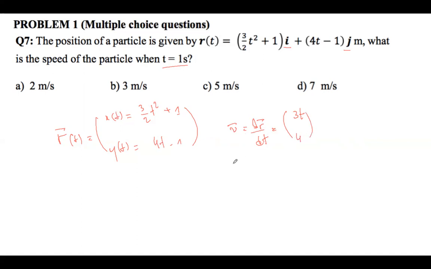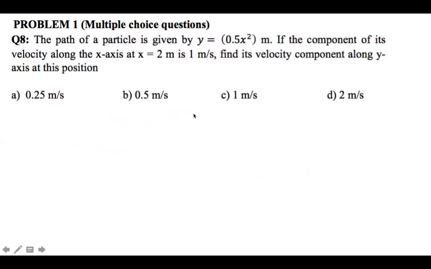Now let's find v at t equal 1 second. So this gives me 3 times 1, which is 3, and 4. So the speed is just the square root of 3 squared plus 4 squared. Of course, this will give you 5 meters per second. So the answer is C. Next question.